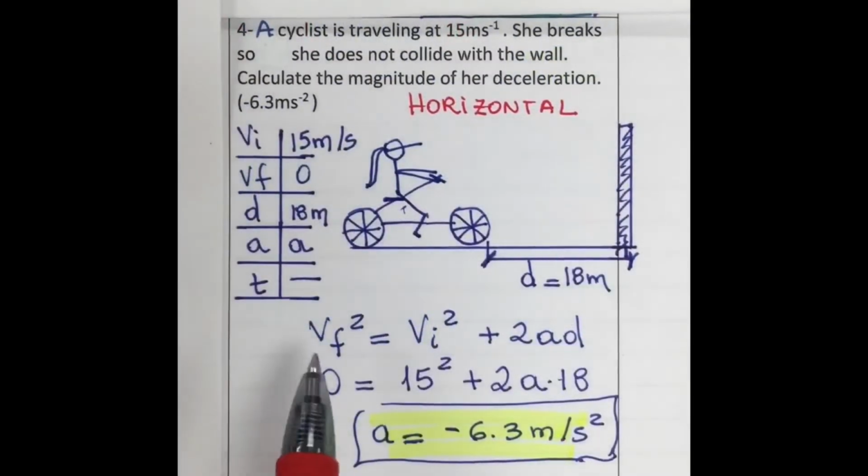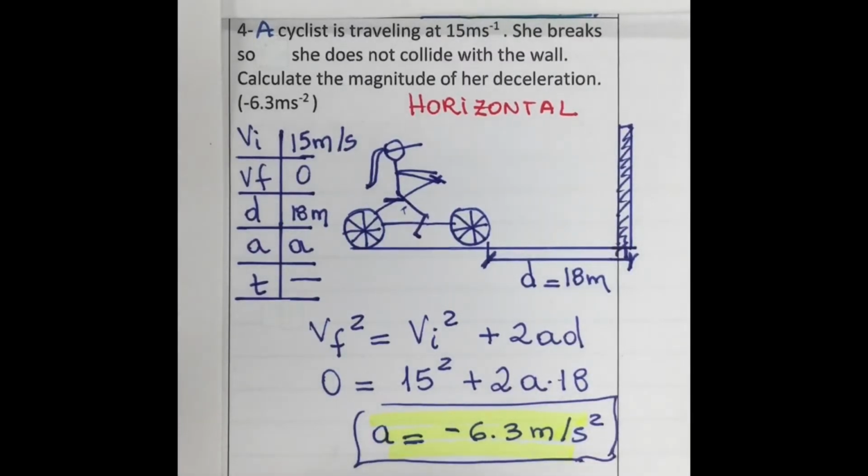Okay, so using equation number 3, you're doing the substitution. The acceleration is negative because it's decelerating, 6.3 meters per second squared, and the absolute value here, which is the magnitude, is just 6.3 meters per second squared.